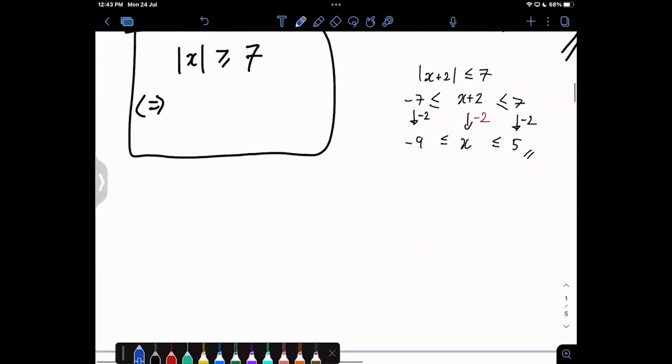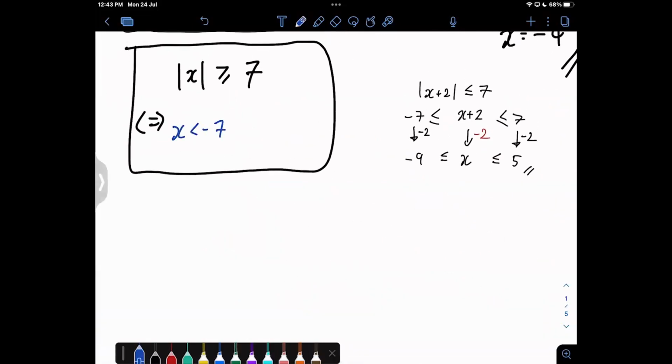So let's look at this. We write it as x less than negative 7 or x more than positive 7. Oh, sorry, there's an equal sign, you must put equal. If there is an equal, you follow the equal sign. So this is one step. If you struggle with this first step, then the whole question is gone. You need to know how to do this first step.